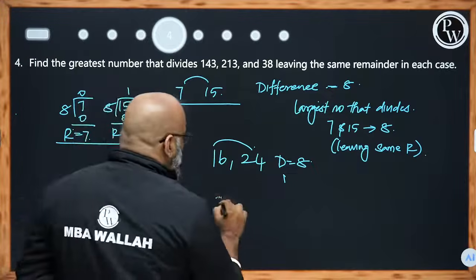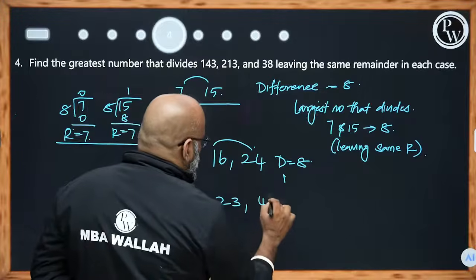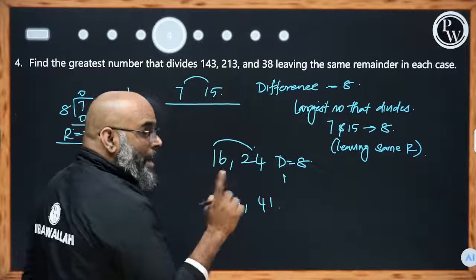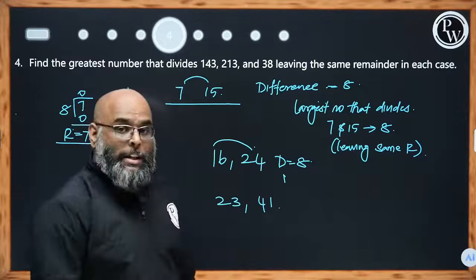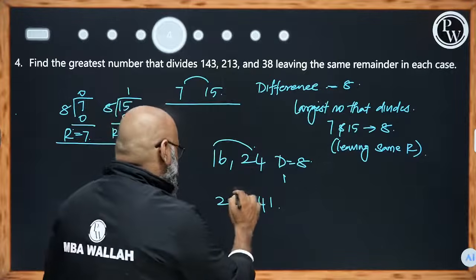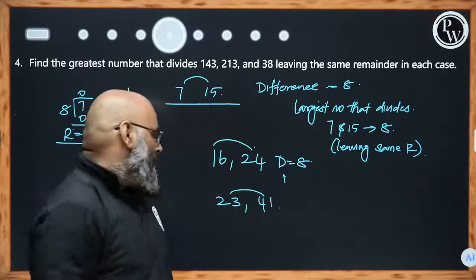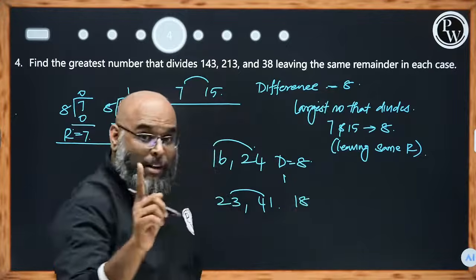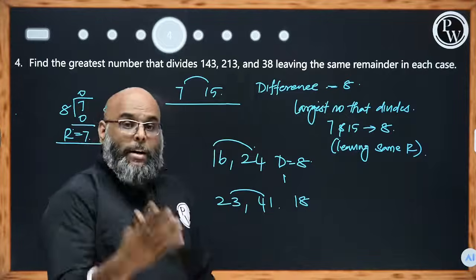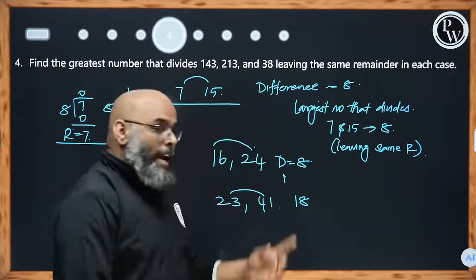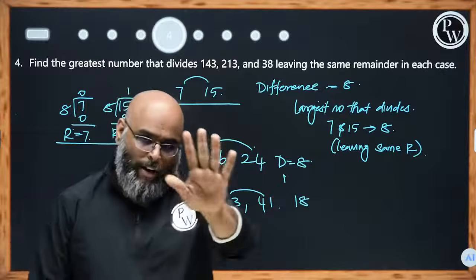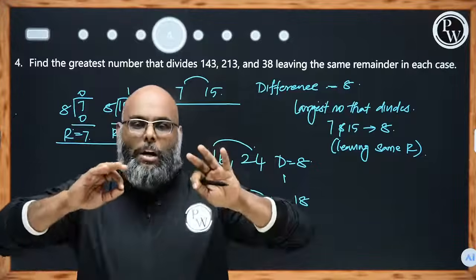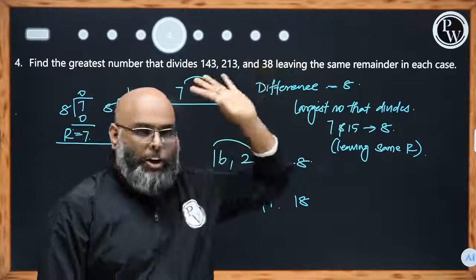Take 23, 41. What is the largest number that will divide both the numbers, leaving out the same remainder? Simply take the difference. What is the difference between 23 and 41? 18. That's the largest number. 23 by 18, remainder 5. 41 by 18, 36 goes off, remainder 5. Take the difference of the two numbers. That is the largest number that will satisfy the given condition.